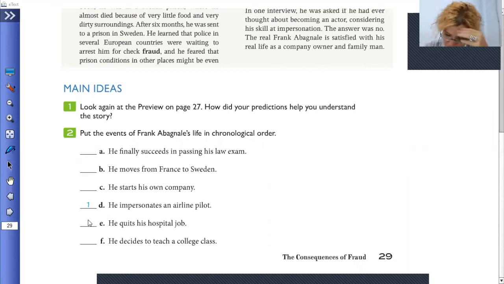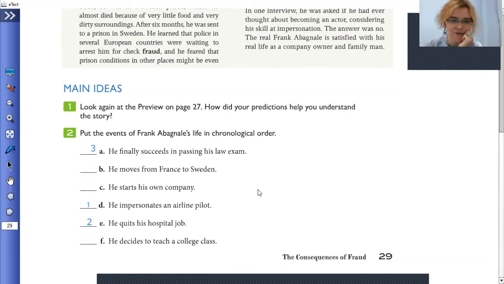Budi, would you know what 3 is? So the first thing he does, he becomes an airline pilot. Then he quits his hospital job. After that, what does he do? After he quits his hospital job? B, miss. Actually, it's A. And then he succeeds in passing his law exam. Yeah, it's okay. Thank you, Budi. I appreciate your help.